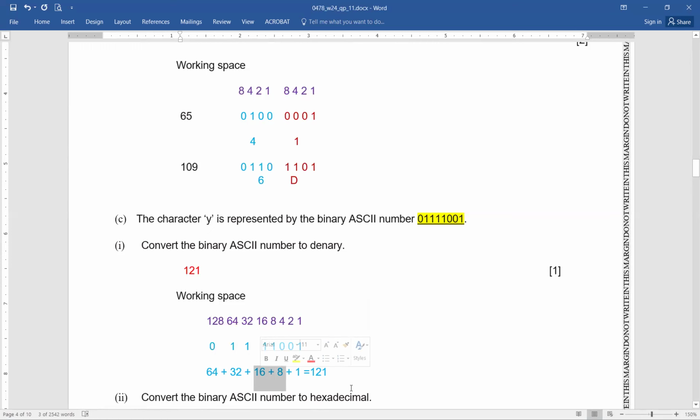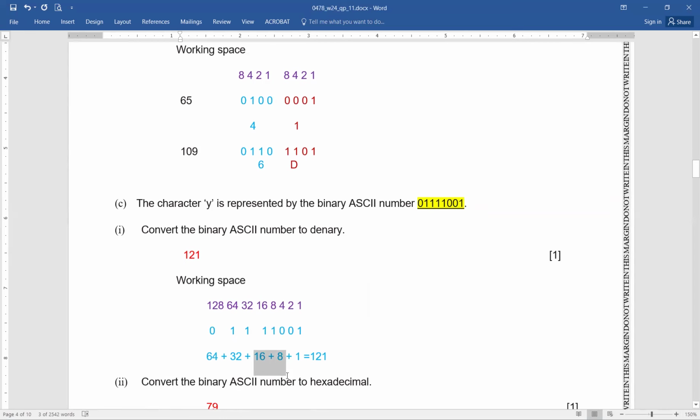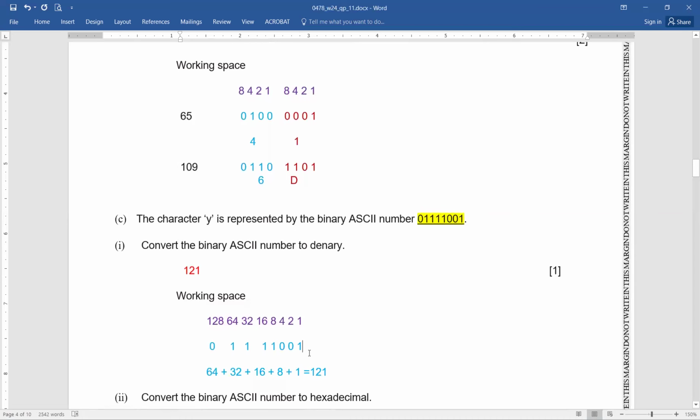Is it easy? Okay, want to do it yourself? Now just do this one part. Convert the binary ASCII number to hexadecimal. Now do it. This is your binary value, and you have to convert it to hex value.